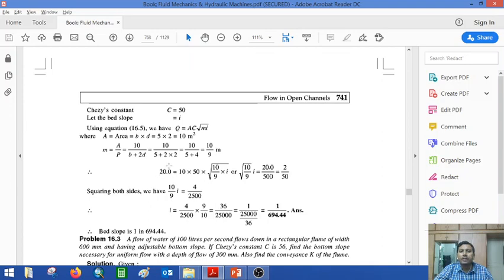And the important part, discharge is given. So let me put the values into the equation. Q is equal to A into C under root of MI, right? So this stands for area, and this stands for C under root of MI.